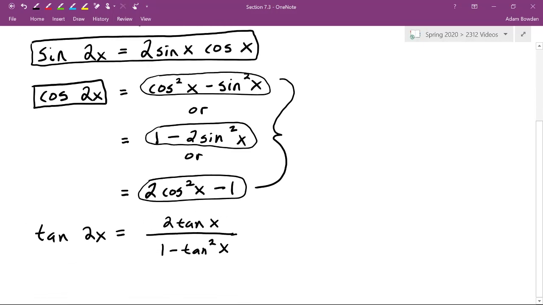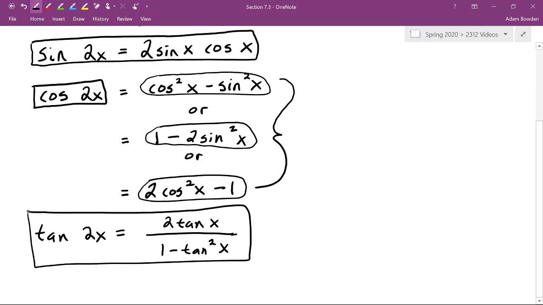Now the tangent, its formula goes 2 tan x divided by 1 minus tan squared x. So altogether, these are the double angle formulas for sine, cosine, and tangent.